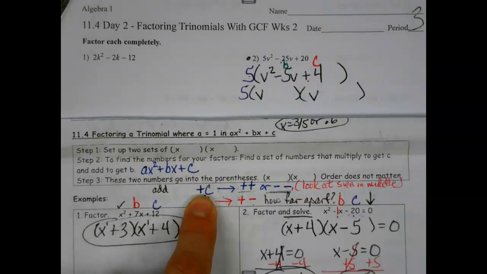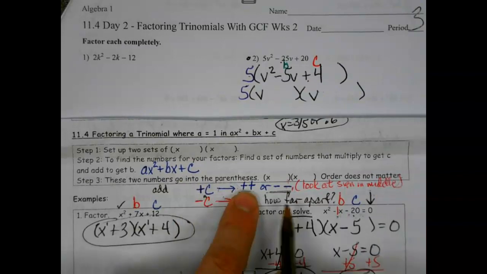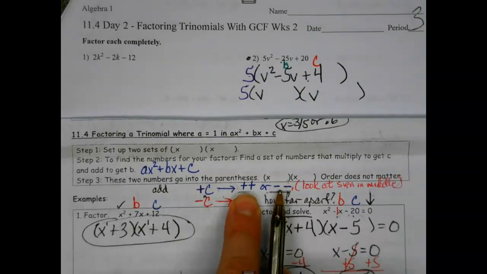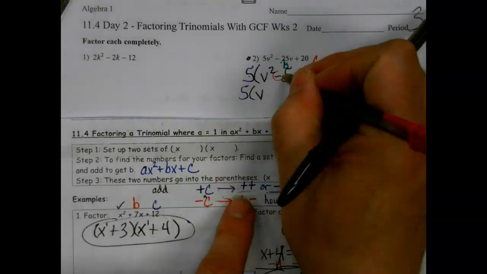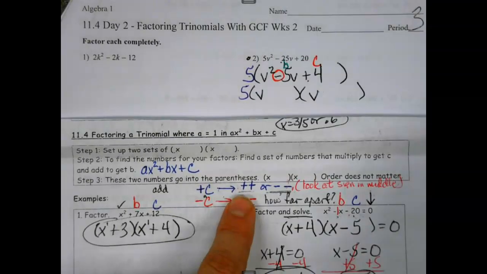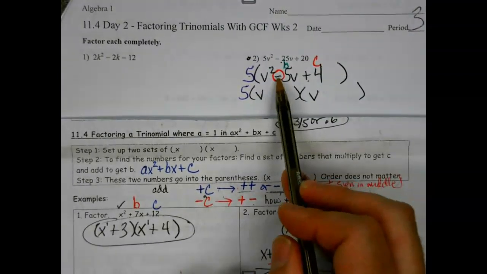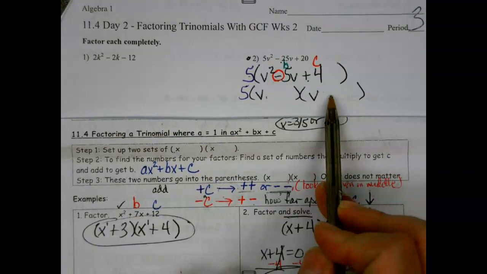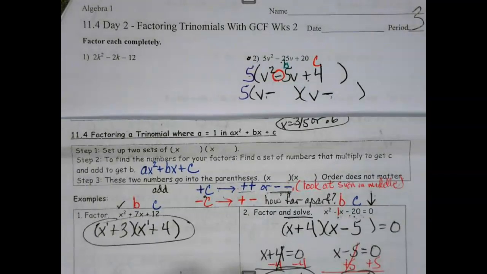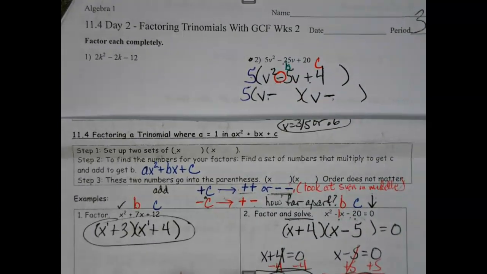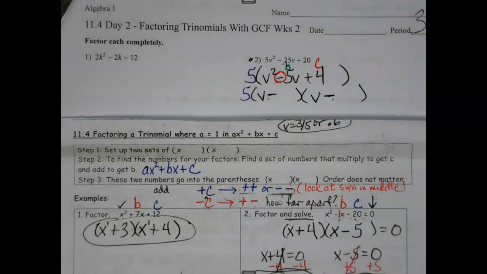If my C value is positive, my signs are going to be the same. They're going to be positive, positive, or negative, negative. And the only way I can tell which one it is is by looking at the sign in the middle. If that would have been plus, I'd put plus, plus here. But since it's minus, we're going to put minus for both of these. And I think I'm even going to put something up on the board that gives you a pattern for all of these. That way, if we want to get that on here, we can do that too.